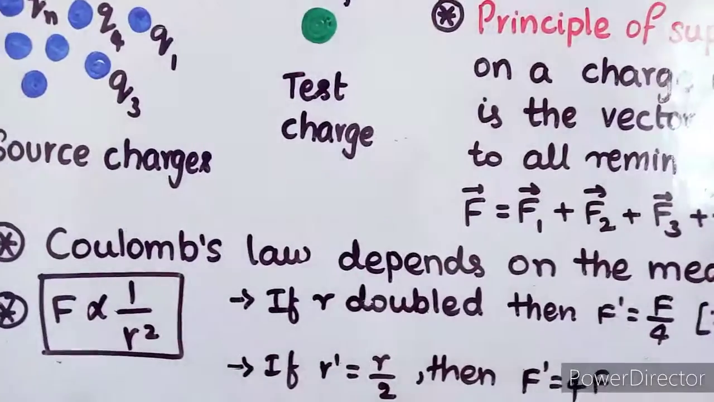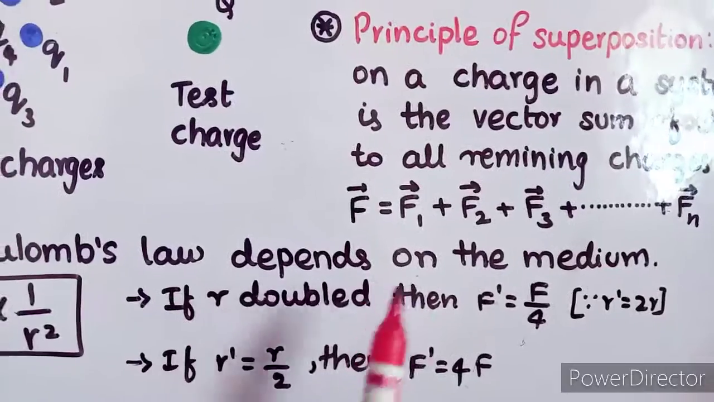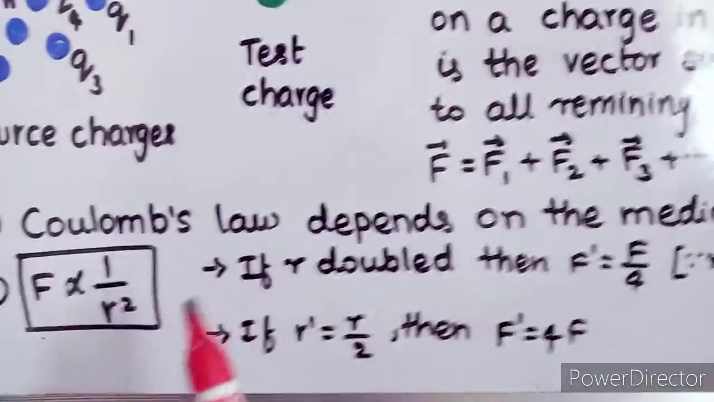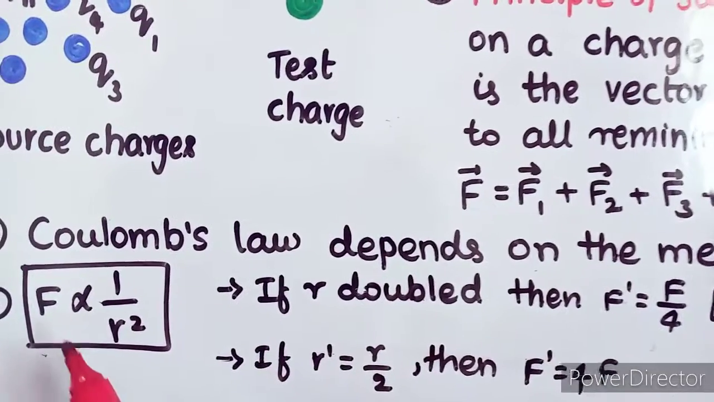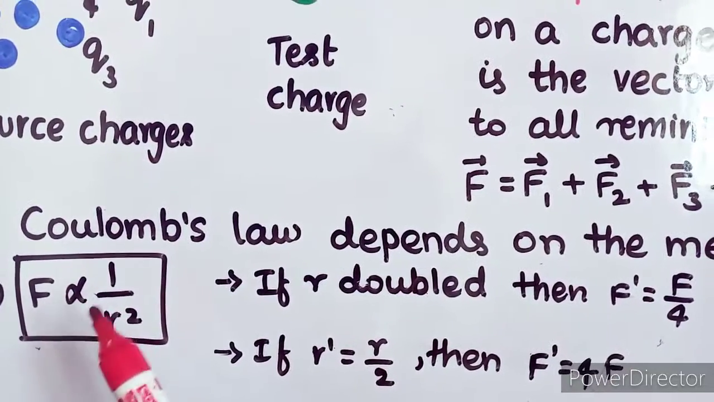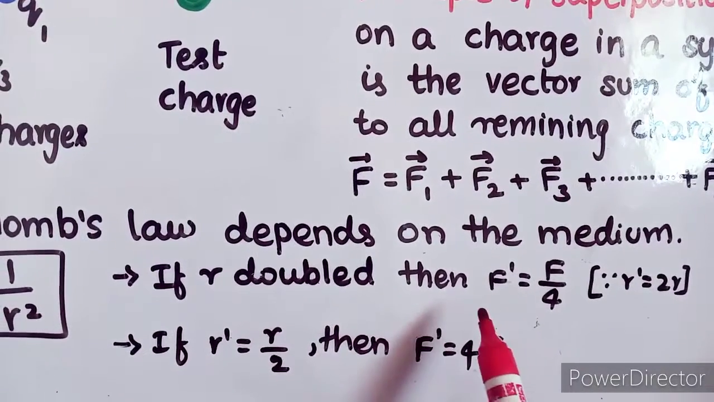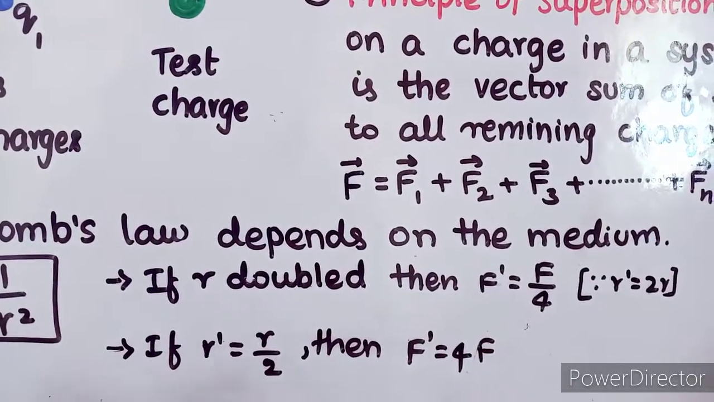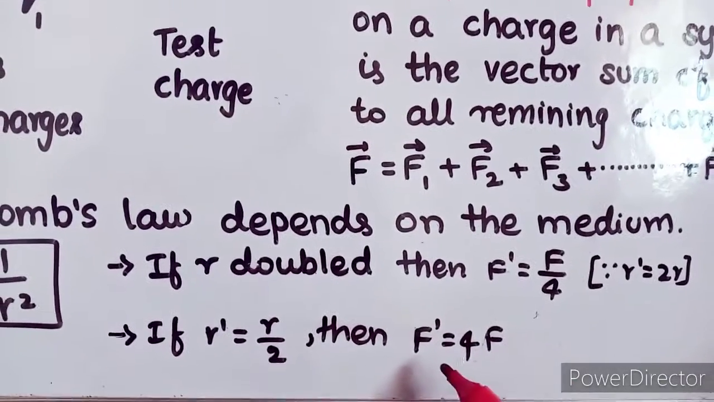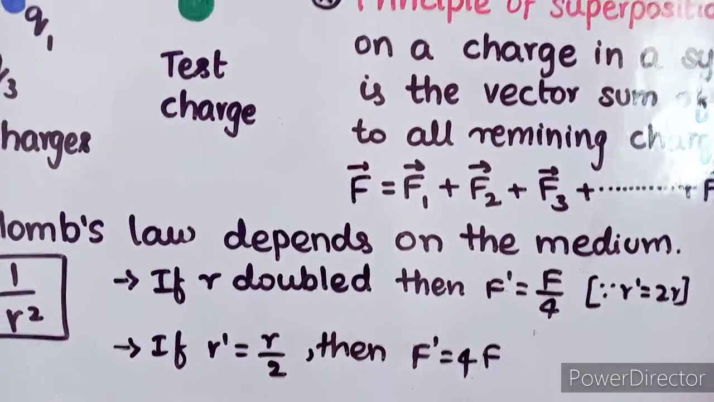Next, Coulomb's law depends on the medium. Remember this. Coulomb's law is dependent on medium. Then we have the inverse square law. Coulomb's law is also called inverse square law. That's why F is directly proportional to 1 divided by R square. If R is doubled, then the resultant force will become F divided by 4. If R is reduced by half, then the force is increased by 4 times its original force. So these are the facts about Coulomb's law.